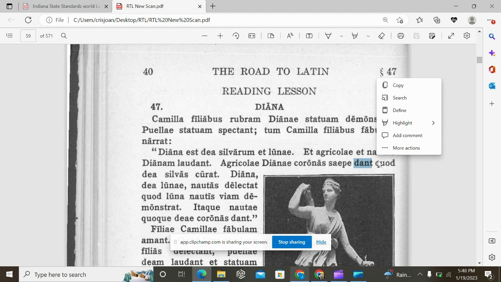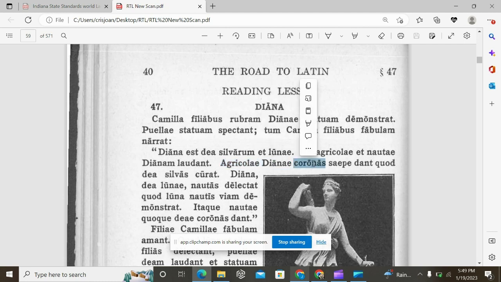So thinking back to how we talked about gift giving right after Christmas break, and you put together sentences about gifts that you gave or received. This is a good example. So we have that same pattern here. The farmers, to Diana, crowns often give. Saepe is just an adverb that means often. You could drop it out of the sentence and it would still make sense. Agricolae, Dianae, coronas, dant. The doer, the person receiving the gift, the gift that's being given in the accusative plural, and then the verb.